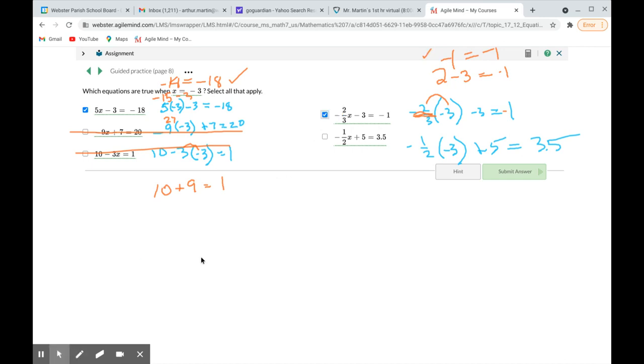All right, Emma, we got another one. Remember a negative times a negative is a positive. So we're going to take our 3, multiply it by 1, and then divide by 2. Emma, what's 3 times 1? 3. What's 3 divided by 2? 1 and a half. All right, so I got 1.5 plus 5. Is that going to equal 3.5? No. That would be 6.5, right? So that's out.